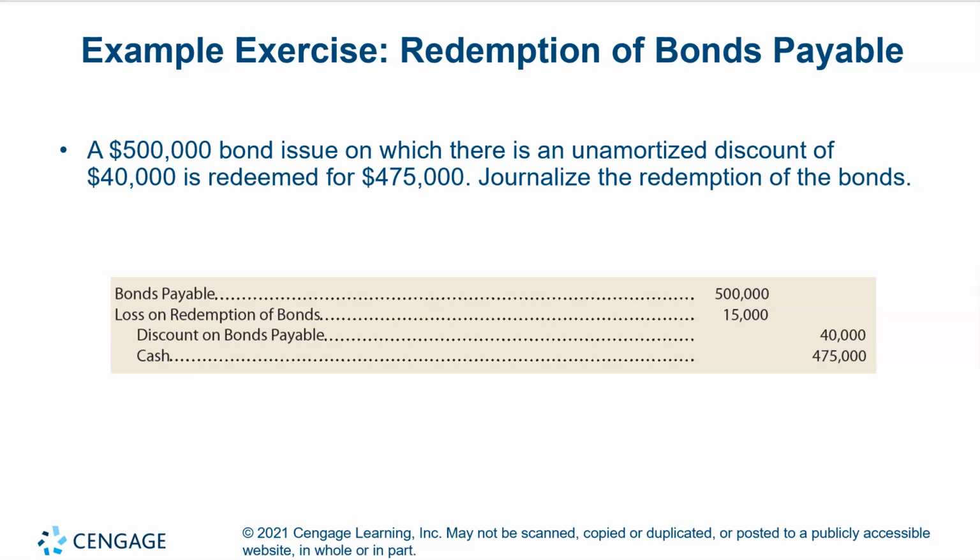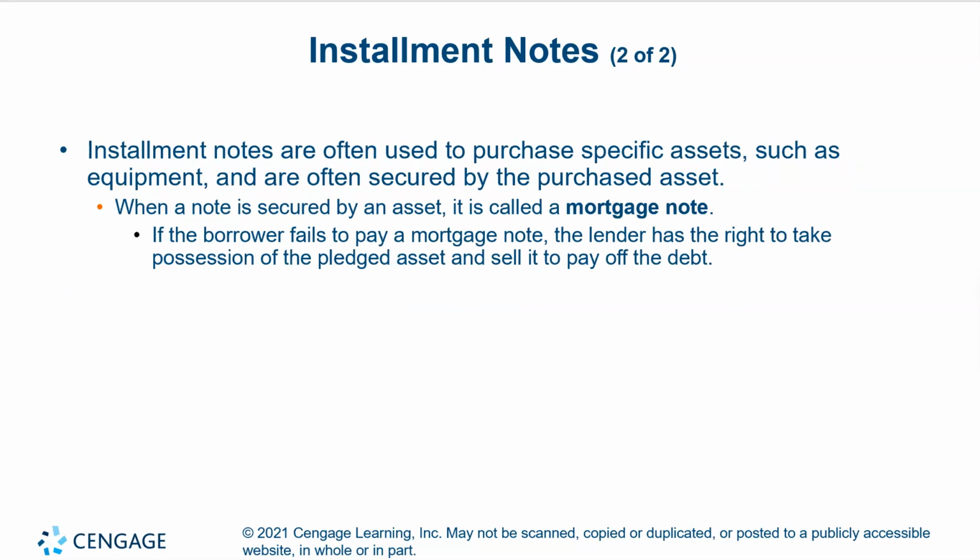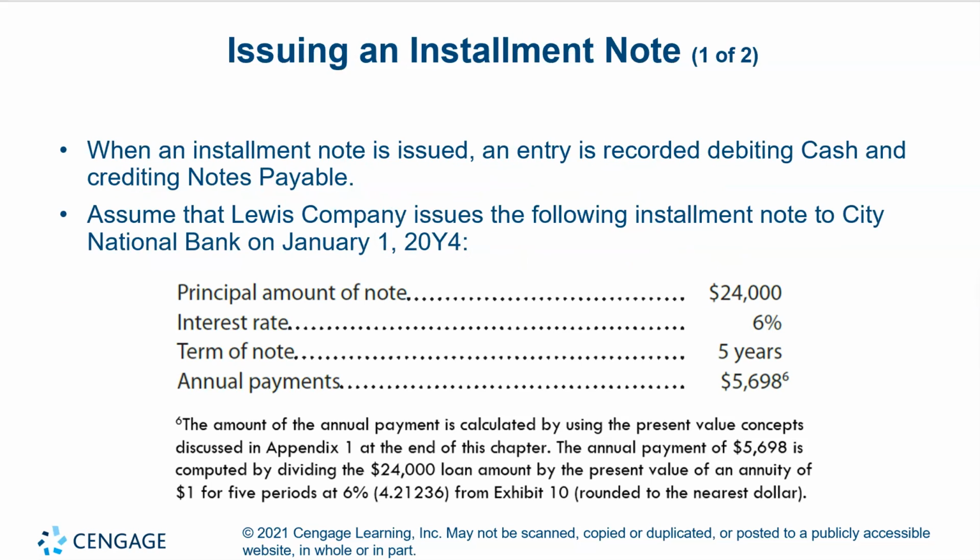That brings us to installment notes next. So we're going to leave bonds behind and talk about installment notes. Installment notes are similar to what you would have if you took out a car loan or a mortgage on a home. It's different because instead of waiting until the very end to pay off the total amount, you're going to pay off a little bit of the principal as you go. When we say we issue an installment note, that means that we get cash and set up a liability.